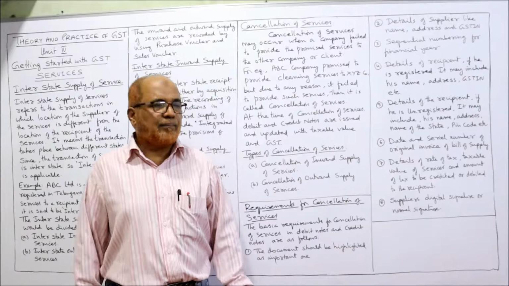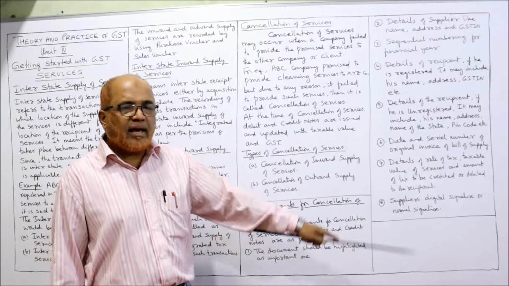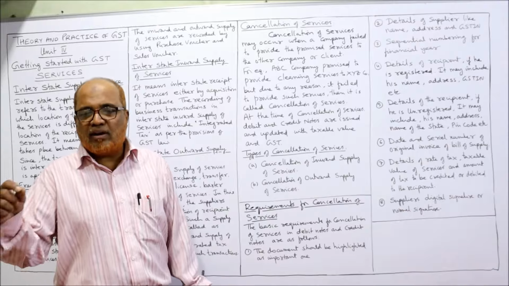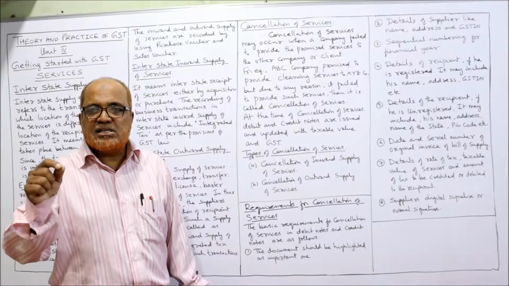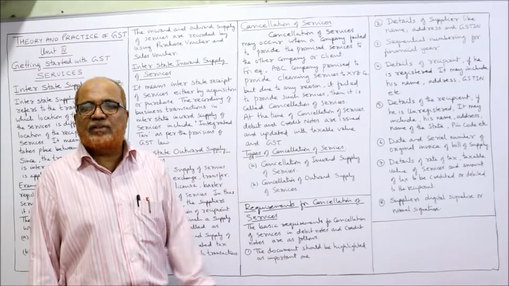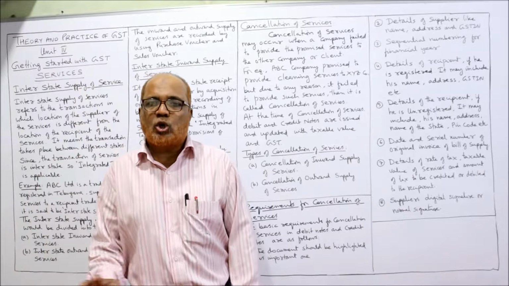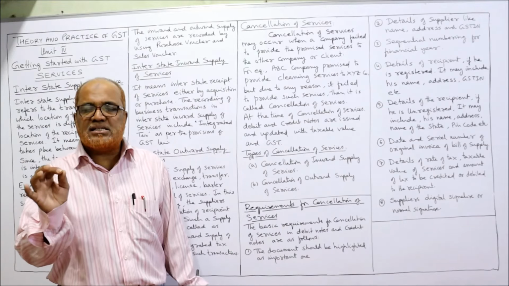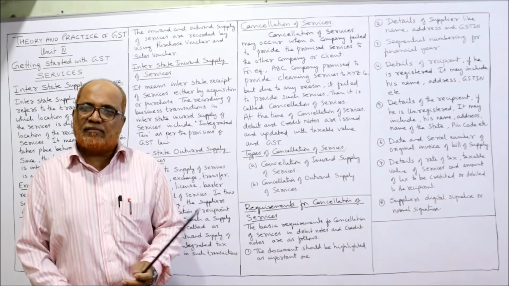Then the last one, the supplier's digital signature or normal signature. Whenever there is cancellation of services, a signature should be there. The digital signature or normal signature of the supplier should be there. These are the requirements whenever there is cancellation of services.